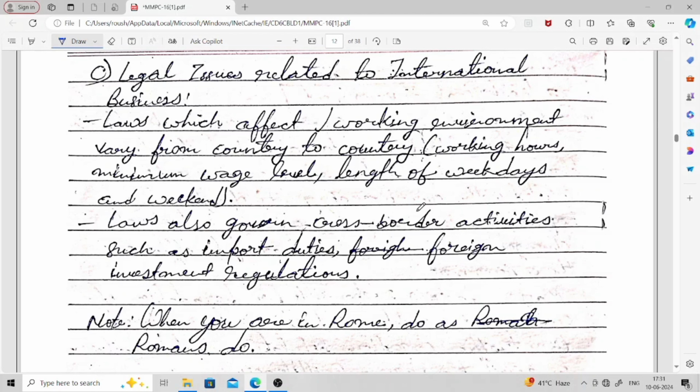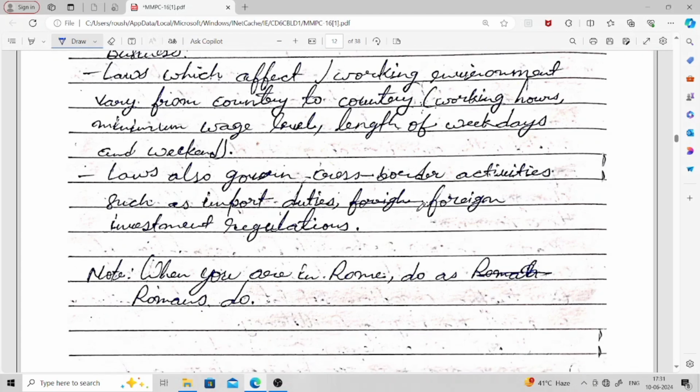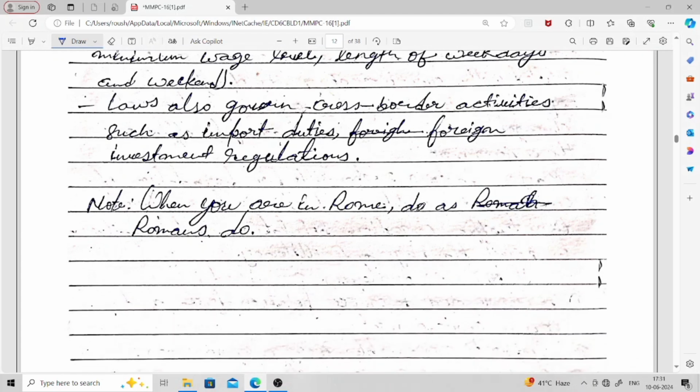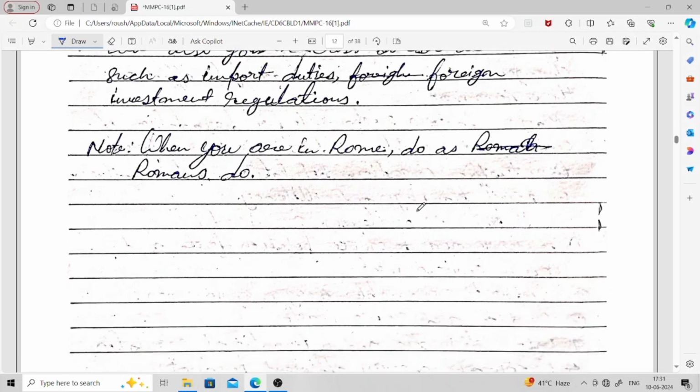Laws also govern cross-border activities such as import duties and foreign investment regulations. So that's why here is one very important note to consider whenever you are doing international business: when you are in Rome, do as Romans do. That's it. This is the closing statement.